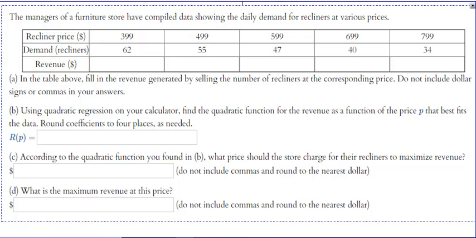So we multiply the recliner price and demand. Use the quadratic regression to find the quadratic function for revenue. We've got to do revenue as a function of the price that best fits. Here's my X and here's my Y, so make sure that we multiply those two together.